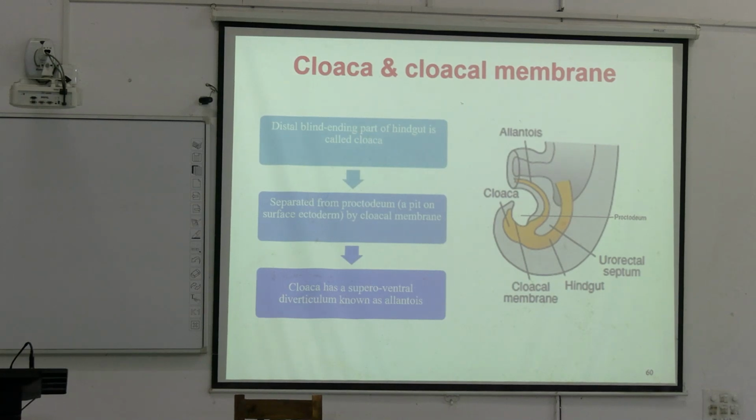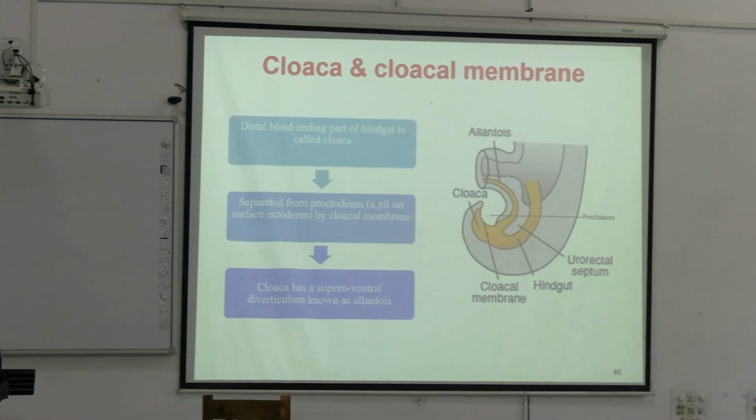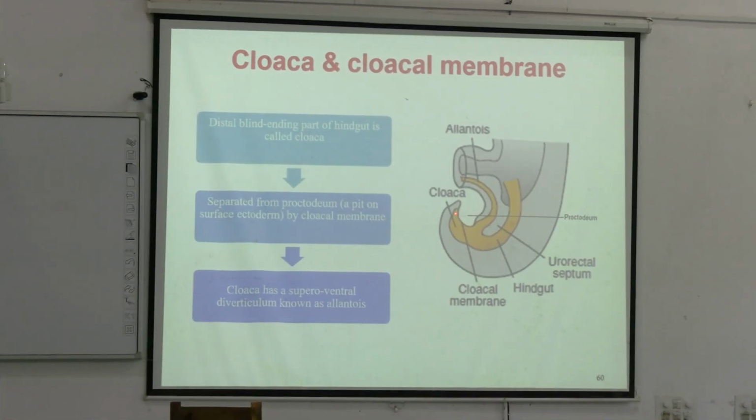So these three words are what we have to focus on. This blind pouch, we call the cloaca. The blind pouch ends in the skin region and makes a dent. That depression, we call the proctodeum. Likewise, in the foregut tube, the mouth region we call the stomodeum. Here, we call it the proctodeum. And between this depression and this blind pouch, the cloaca, exists a thin membrane, which we call the cloacal membrane. So this entity we have to know about.